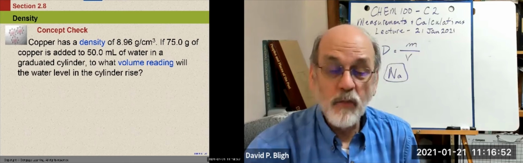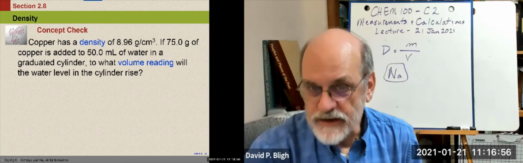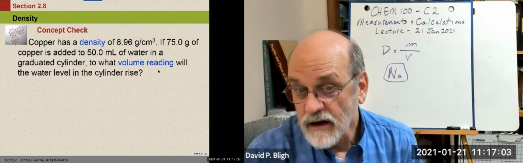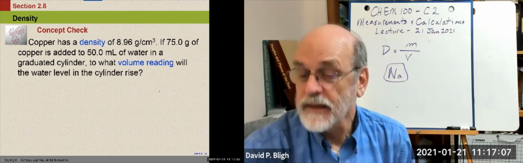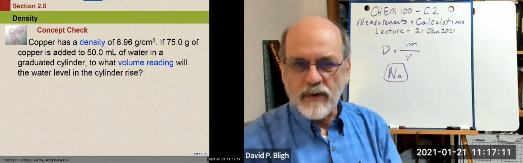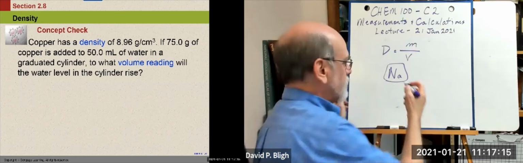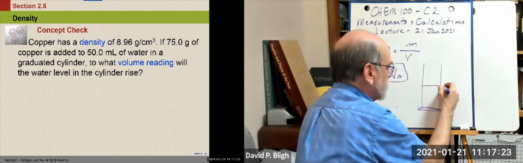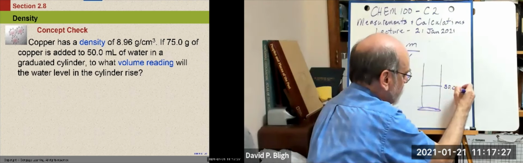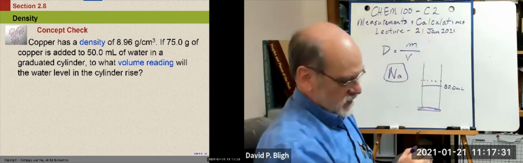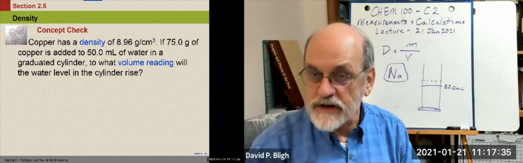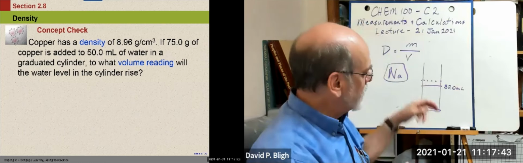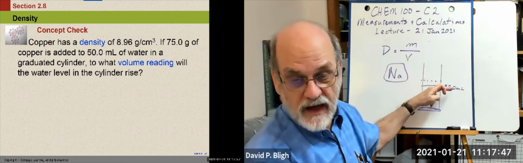Okay, so this one is a little more complicated. The copper has a density of this value. And the question is, what will be the volume reading on the cylinder? Okay, so how do you answer that? Well, remember, if we're going to submerge the copper to find its volume, if the cylinder starts out at 50 milliliters, when you drop the copper in there, the volume is going to increase. What's that increase? That increase is the volume of the copper. But the answer is, what's the volume reading? The reading would be the volume of the copper plus the original volume.